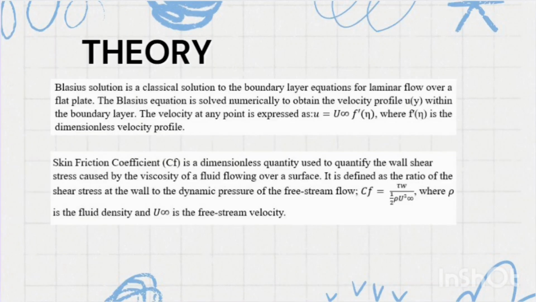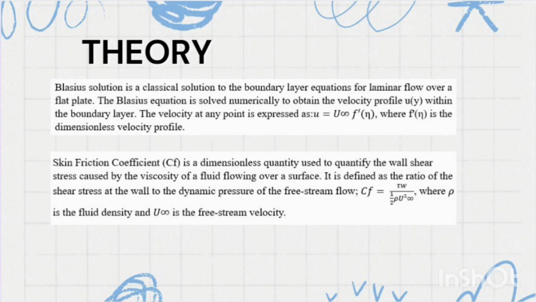Next, theory. The Blasius solution is a classical solution to the boundary layer equations for laminar flow over a flat plate. The Blasius equation is solved numerically to obtain the velocity profile u(y) within the boundary layer. The velocity at any point is expressed as u equal to U times f prime of eta, where f prime of eta is the dimensionless velocity profile.